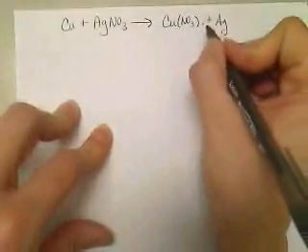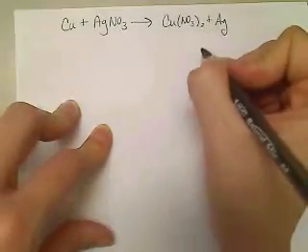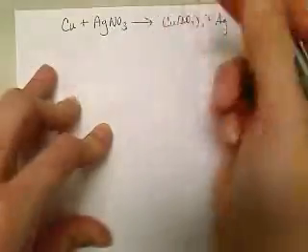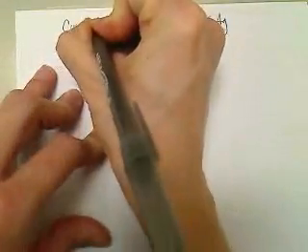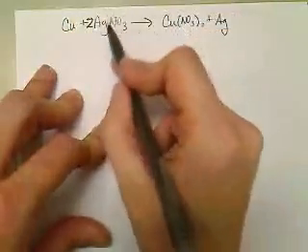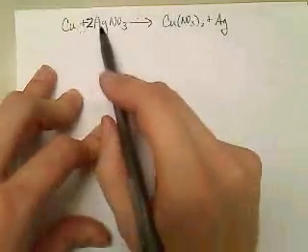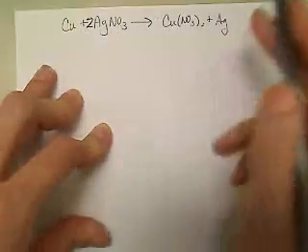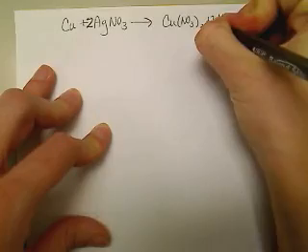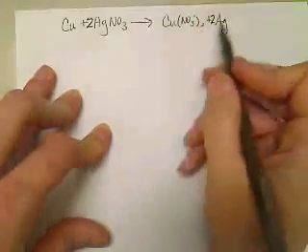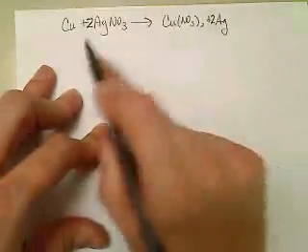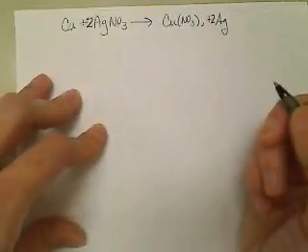So over here, I've got 2 of your nitrate groups, and over here, you've only got 1. So let's put a 2 right here. Now I have 2 nitrate groups, 2 silvers, and I've only got 1 silver over here. So I'm going to put a 2 right here. Now everything should be balanced because I still only have 1 copper. All right, so far so good.